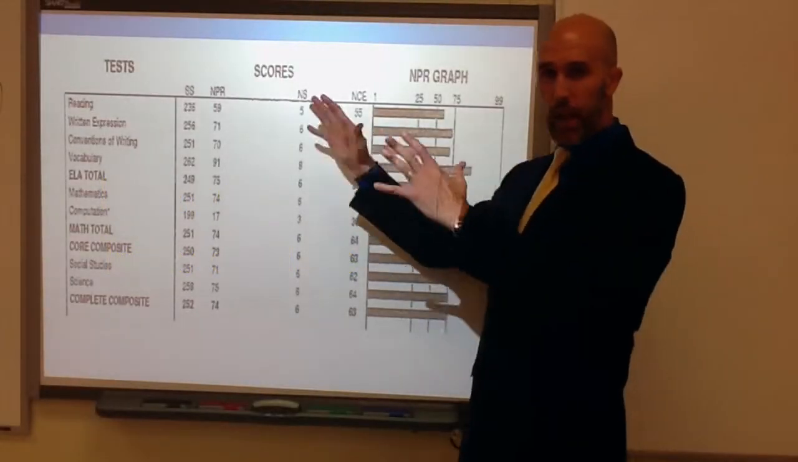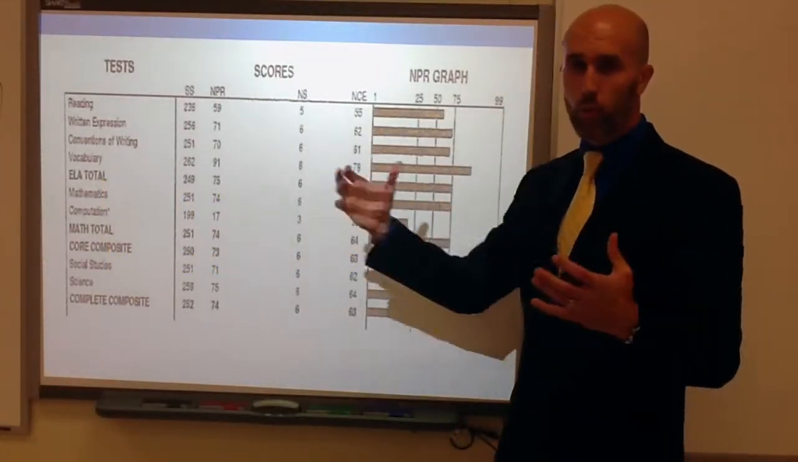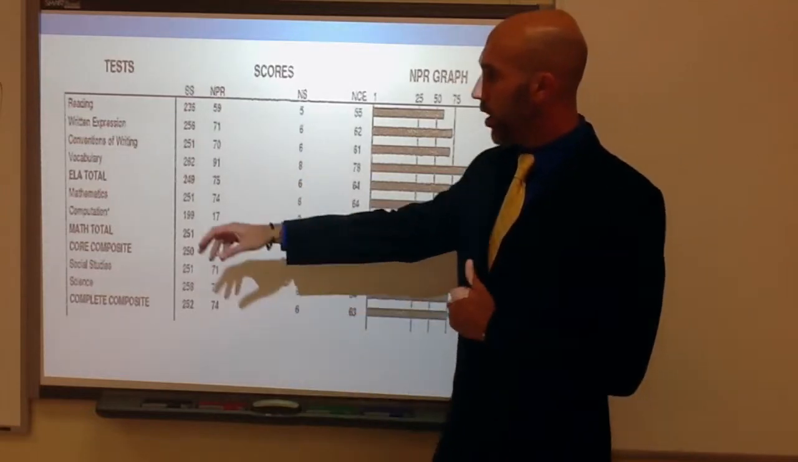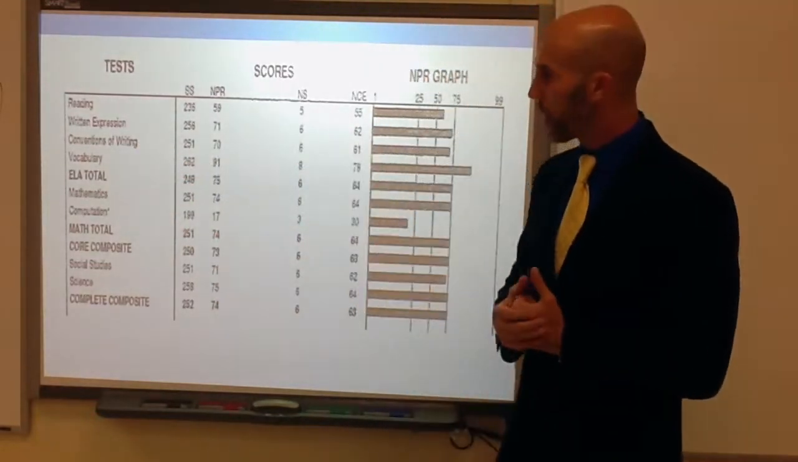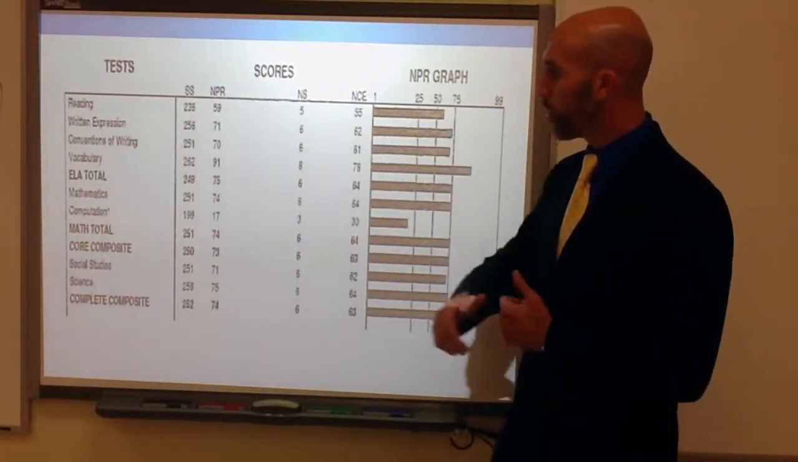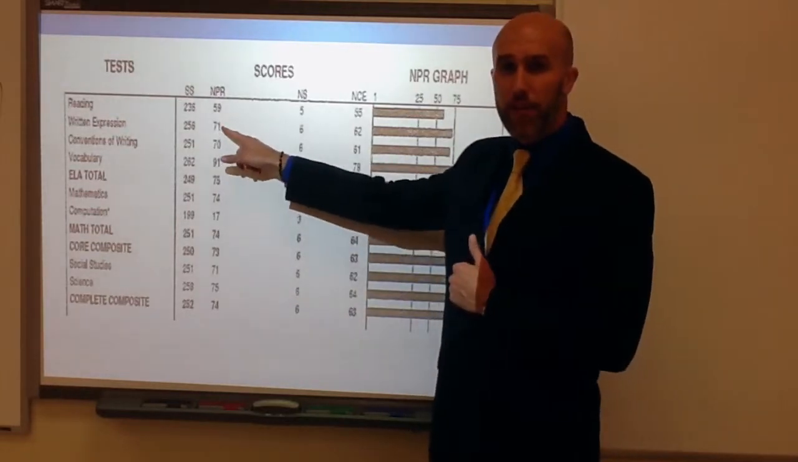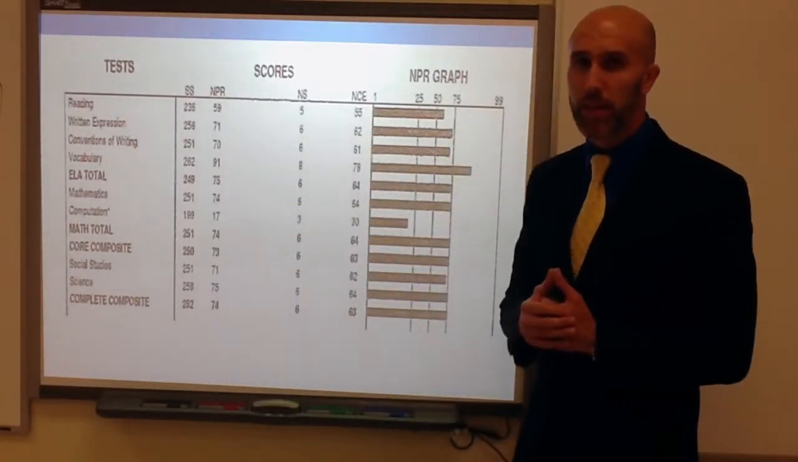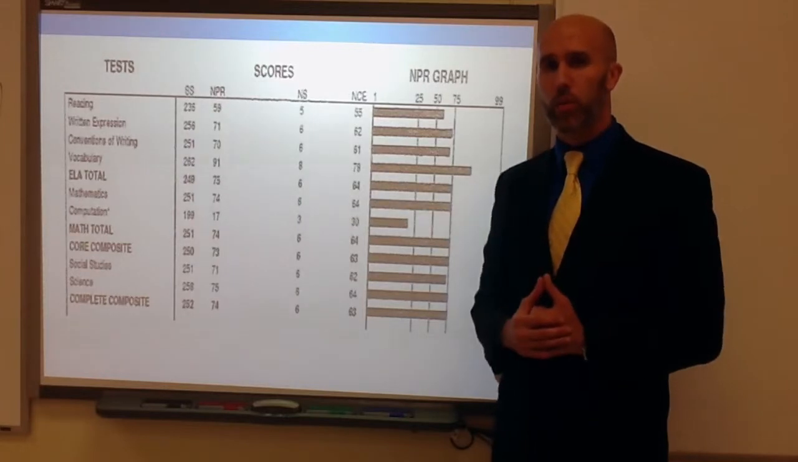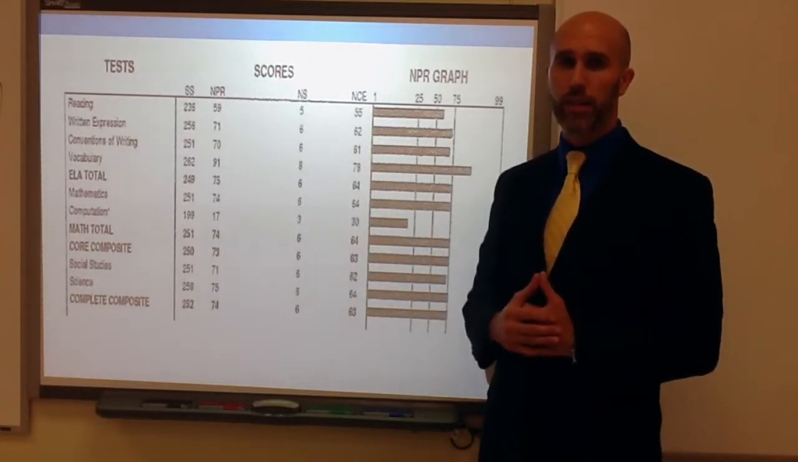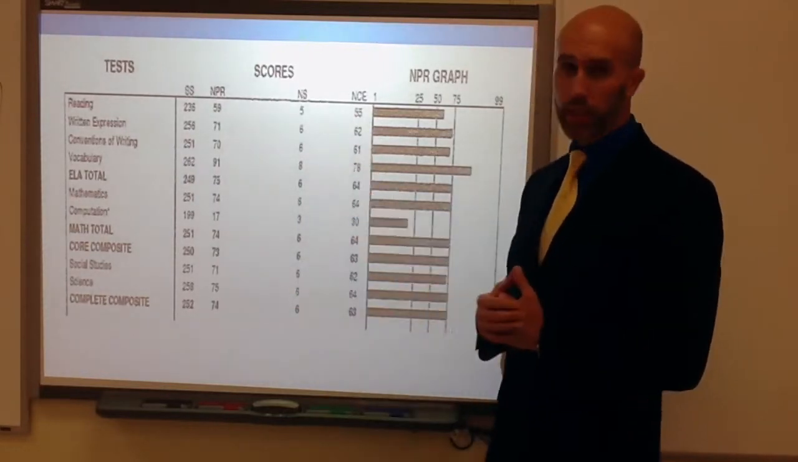So we go back to that upper left-hand corner and we just take one of the testing areas. Let's call it written expression, the second one up in the upper left-hand corner. And so we look at the national percentile ranking, 71. Once again, that's going to mean that they did better than 71% of the students who took that same test at the same time for written expression.